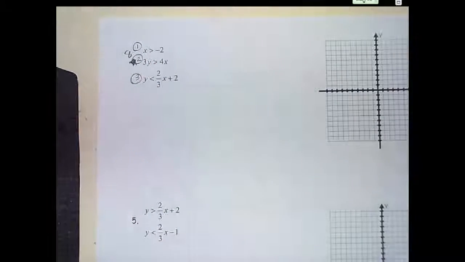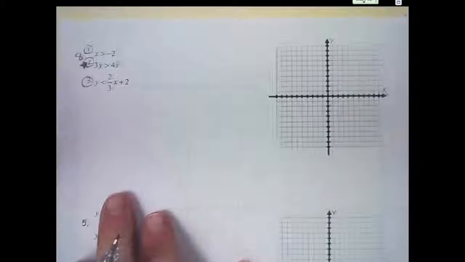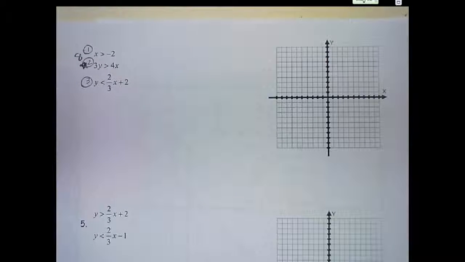And start graphing all three of those and see if you can get the same shaded area as I do. Be careful with that first one because it's X now, not Y. So you should have a vertical line on that one.